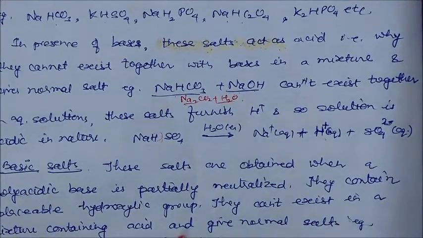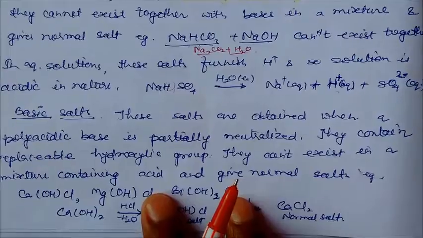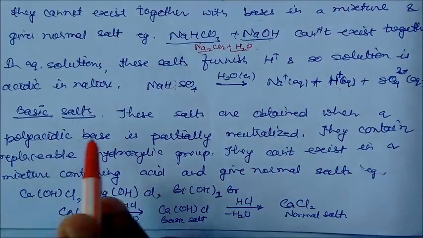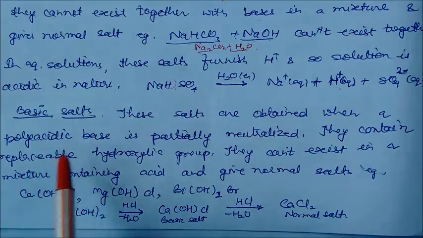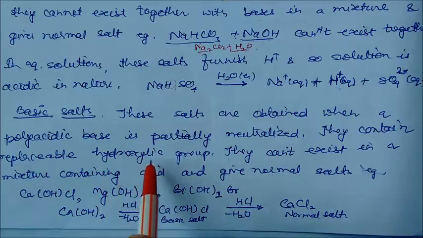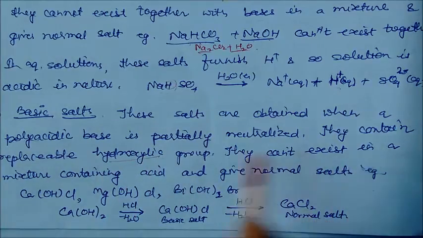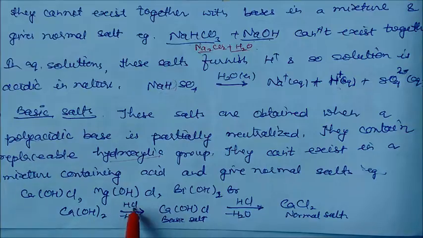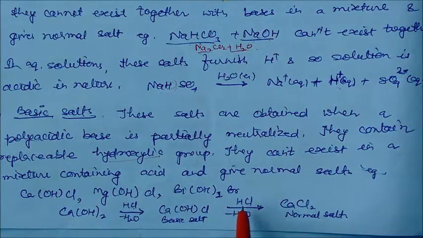Now next is our basic salt. This is the third type of simple salt, the basic salt. These salts are obtained when a polyacidic base is partially neutralized, just the reverse of acidic salts, and they contain a replaceable hydroxyl group, OH group, and they cannot exist in a mixture containing acid, giving a normal salt. Like see here, calcium hydroxide chloride, magnesium hydroxide chloride, bismuth hydroxide. Again this is a polyacidic base. Reacting with HCl, it will give you CaOHCl. Reacting again with HCl, it gives calcium chloride. So this is a basic salt and this is a normal salt. So there is a difference between these two.